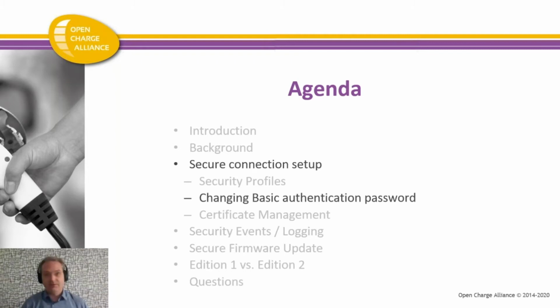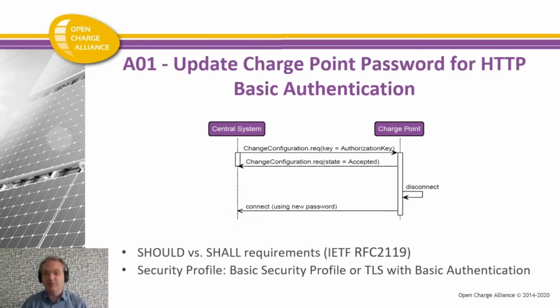And as you can see, the first two profiles both use basic authentication. Now the username for that is the charge point ID, as you have seen, but the password is an authorization key, a password that can be changed. So we included the use case for that. You can see here the changing basic authentication password use case.